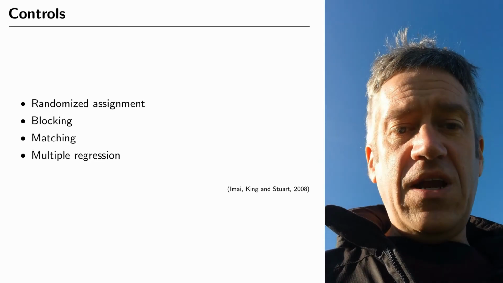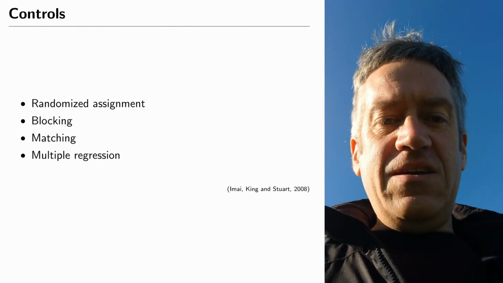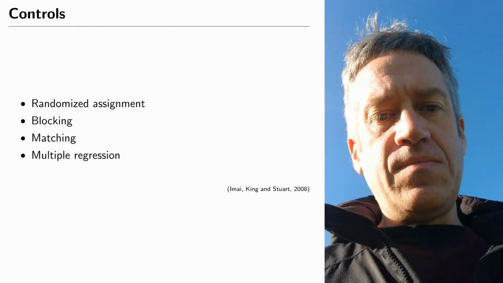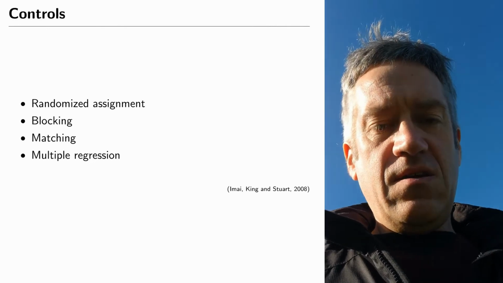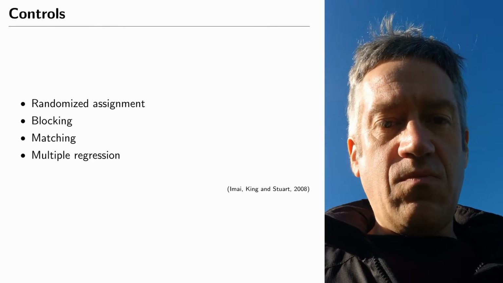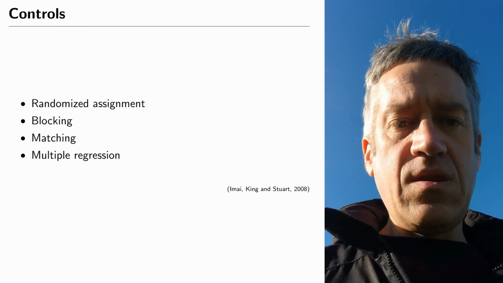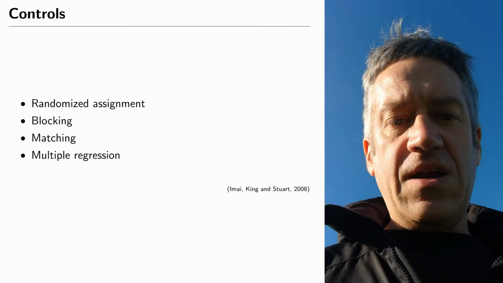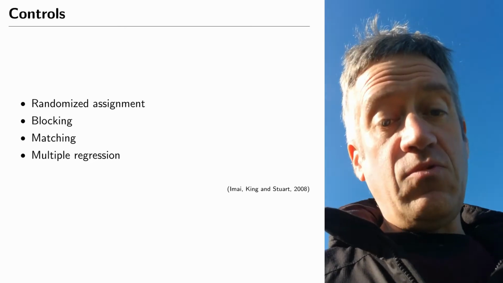So we want to address this problem. There's a number of methods available. The first and the ideal method is the experiment. In an experimental design, we can address most of these concerns about confounders. But there are some other steps available, like blocking, matching, and multiple regression.